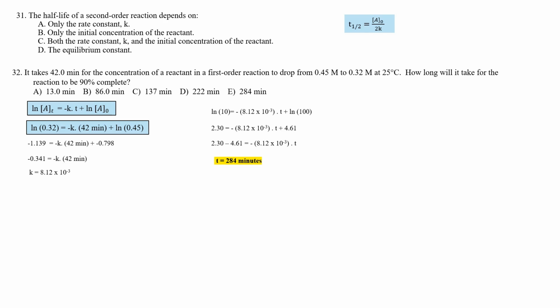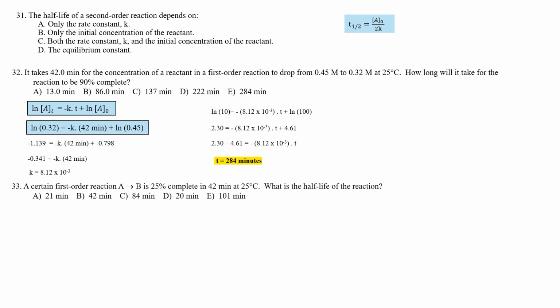Question 33. A certain first order reaction A goes to B is 25% complete in 42 minutes. What is the half-life of the reaction? Again the same way, let's apply the equation for 25% complete. That means 75% is the remaining concentration. ln of final concentration 75, or if you want you can apply 0.75, is equal to minus K times 42 minutes plus ln of initial concentration. If we assume 75 here, it should be 100. Or if we apply 0.75, it should be ln 1.